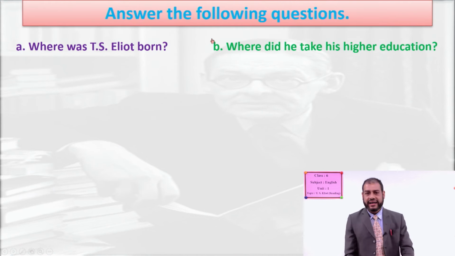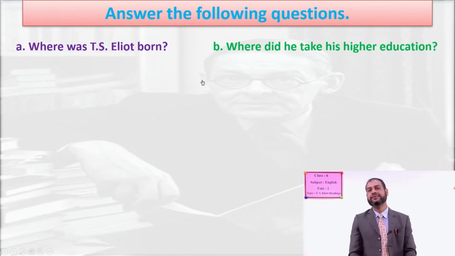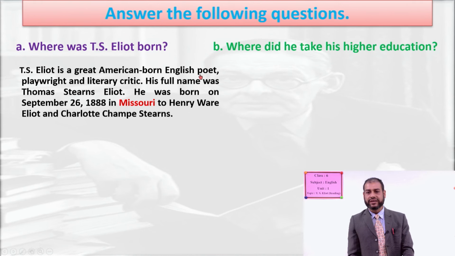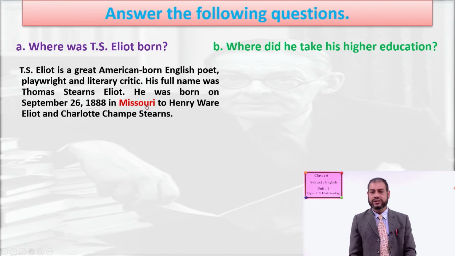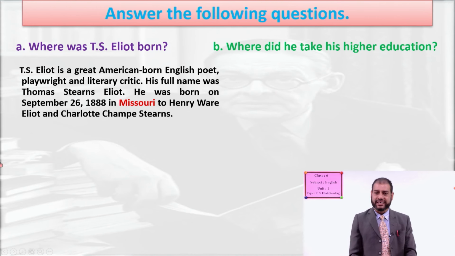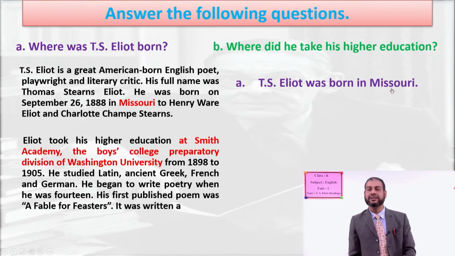Now another, answer the following questions. I want to give you one model and the rest of you can do at home. See, where was T.S. Eliot born? For example, you can find it in the first paragraph. See, T.S. Eliot is a great American born English poet, and here is where. Where means place. And you can find, see, I have highlighted the word here, Missouri. Missouri is the name of a place. And simply you can write down, T.S. Eliot was born in Missouri.